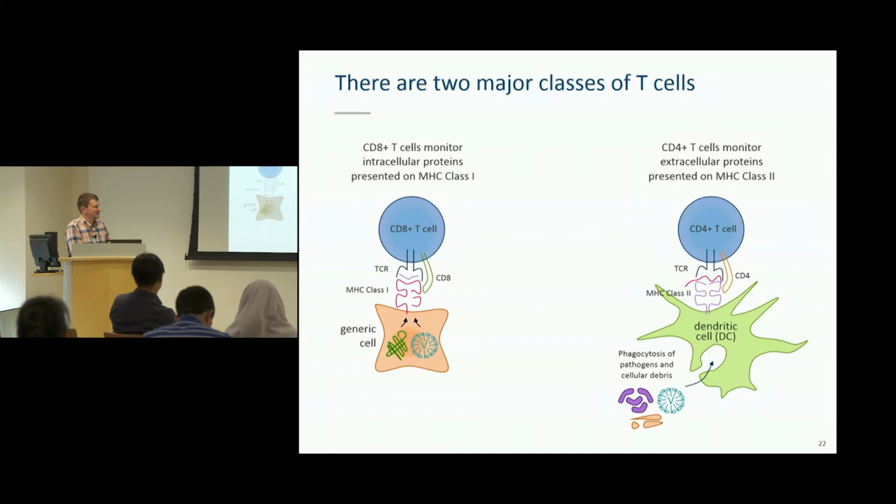For MHC Class II, the peptide kind of flops outward. And the peptides that bind MHC Class II are much less well defined. So they have a different repertoire.